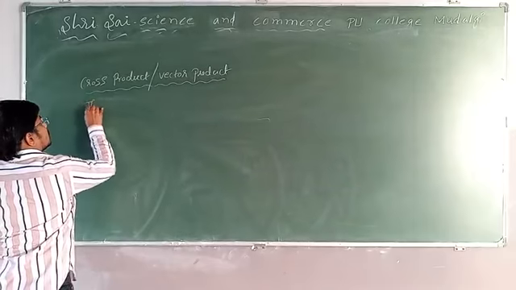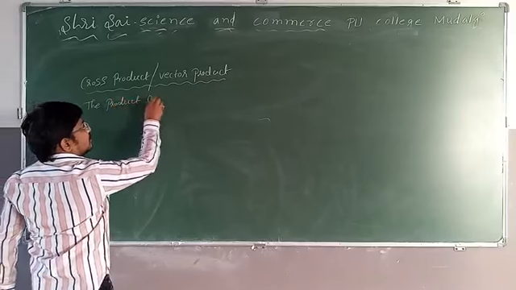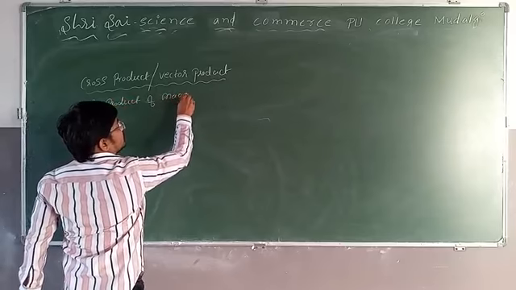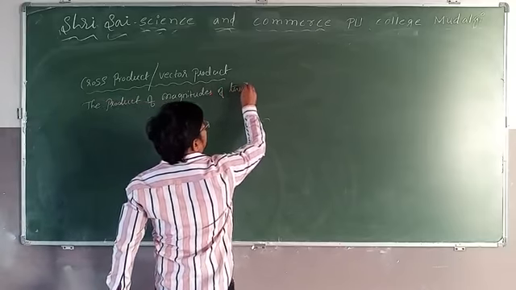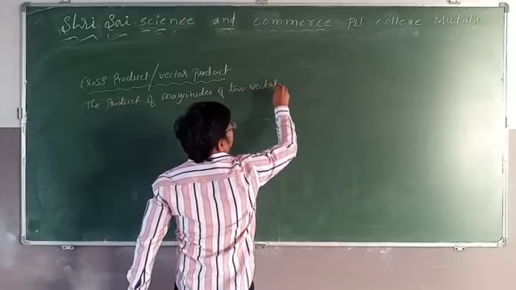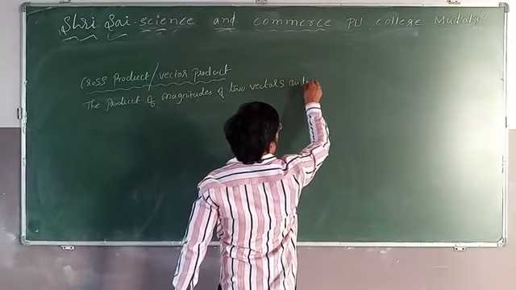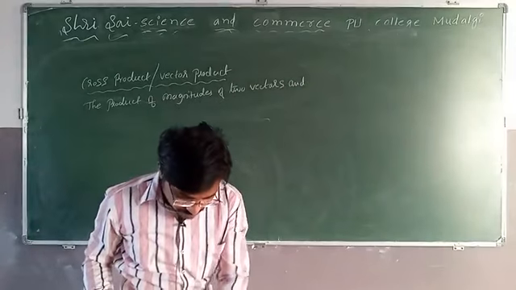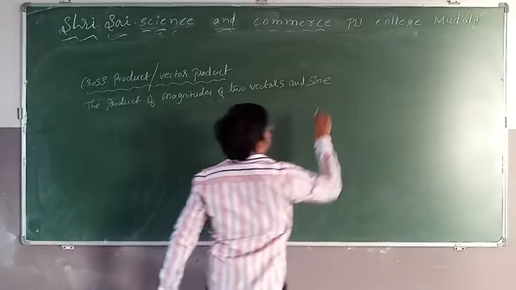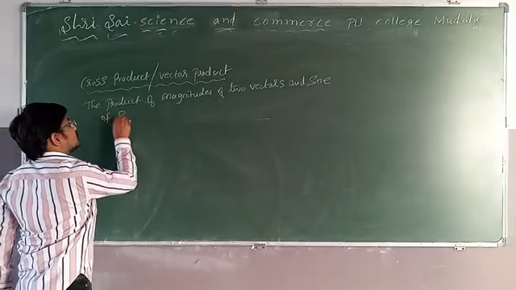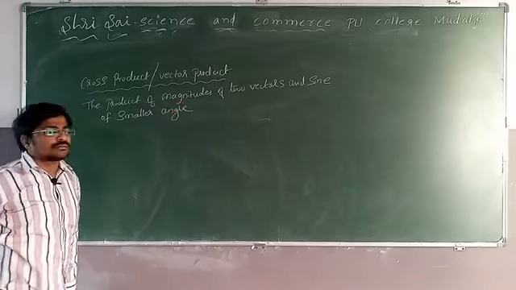What is this? The definition: the product of magnitudes of two vectors and the sine of the smaller angle between them.